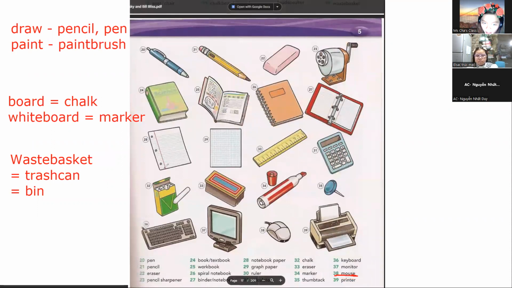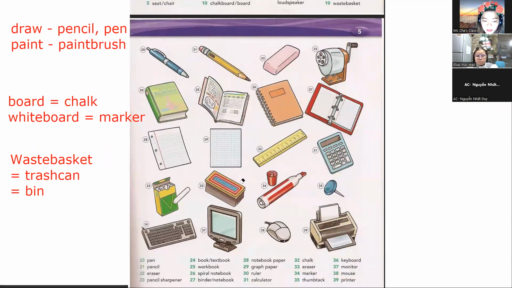So now moving into here, of course, inside this, we also need to be familiar with the school supplies, which I know for a fact you're familiar with already. So we have a pen, this one, a pencil, a rubber or an eraser.